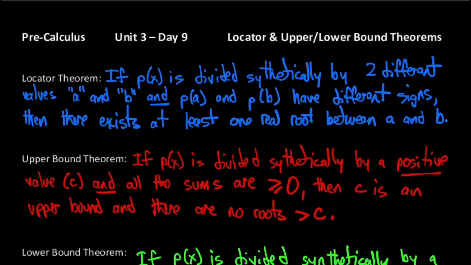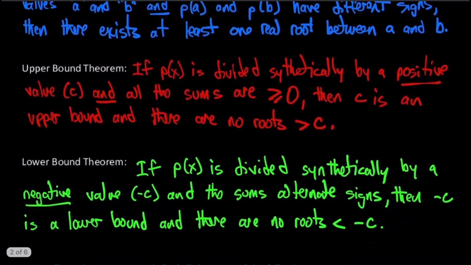A locator theorem, which helps us pinpoint a root between two values, because one remainder is negative, one remainder is positive, which means one y value is negative, one y value is positive, so the function must cross the x-axis. I have an upper bound theorem, which gives me a maximum possibility.